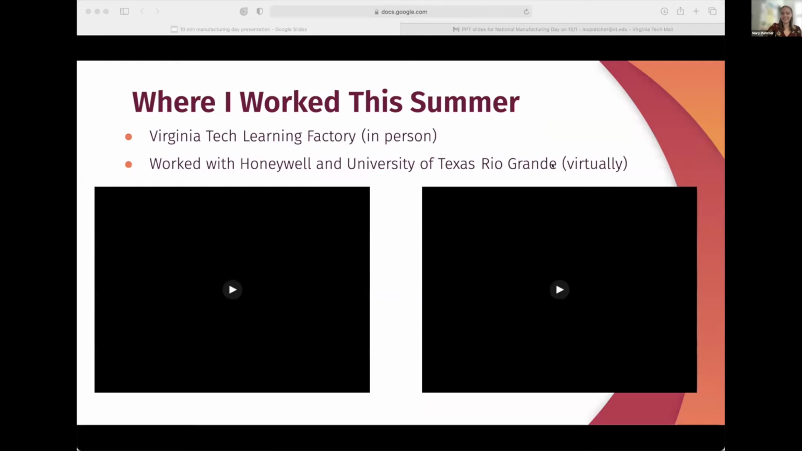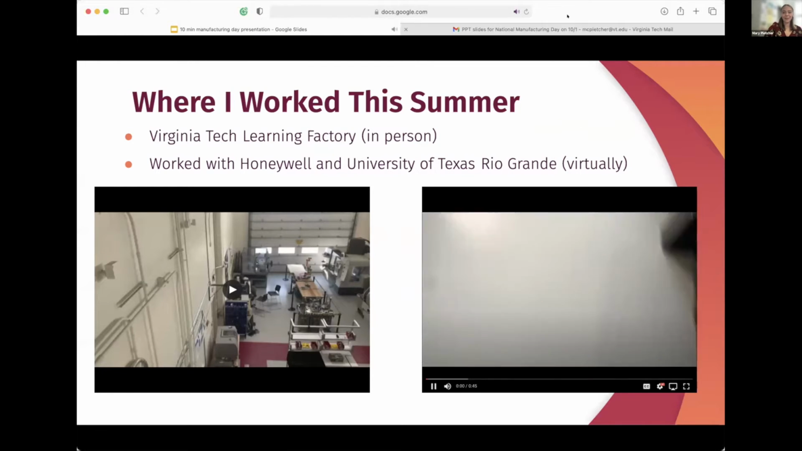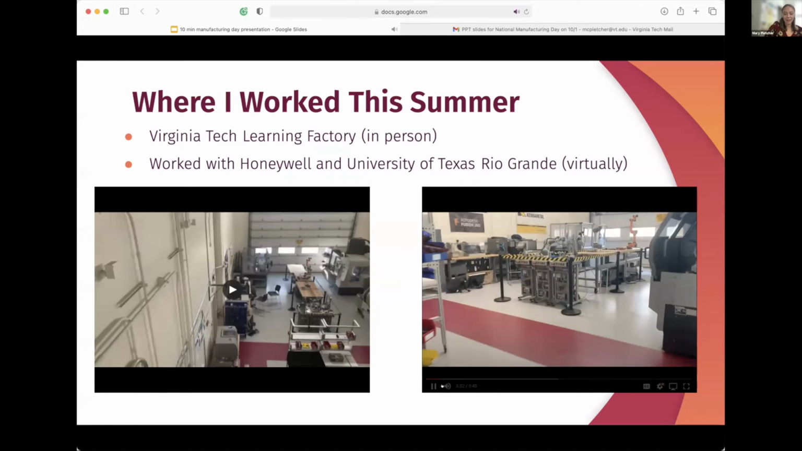So a short introduction to where I worked over the summer. I worked in person at the Virginia Tech Learning Factory, and I worked virtually with Honeywell, the company, and the University of Texas, Rio Grande. So we were meeting over Zoom, and on the right here, I should be able to play a short video of the lab that I was working in.